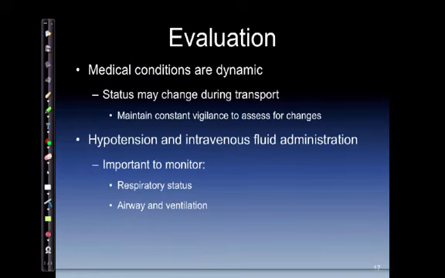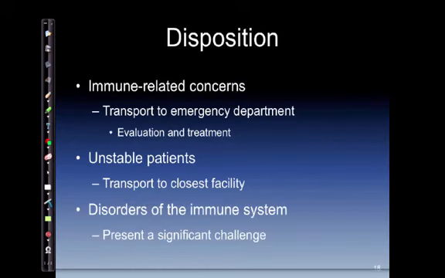On evaluation, medical conditions are dynamic. Status may change during transport, so assess frequently. Maintain constant vigilance to assess for any changes that might occur. Watch for hypotension and consider intravenous fluid administration. It is very important to monitor the patient's respiratory status, airway, and ventilation. On disposition, immune-related concerns like lupus or anything like that can be transported to the emergency room for further evaluation. Unstable patients should be transported to the closest facility.